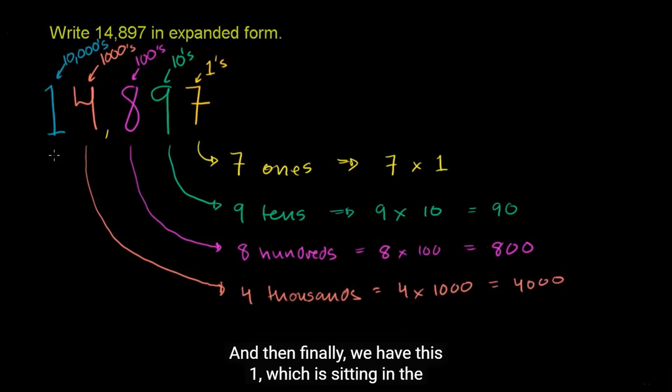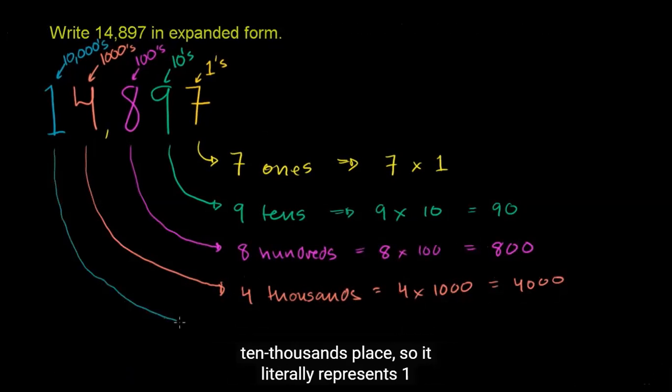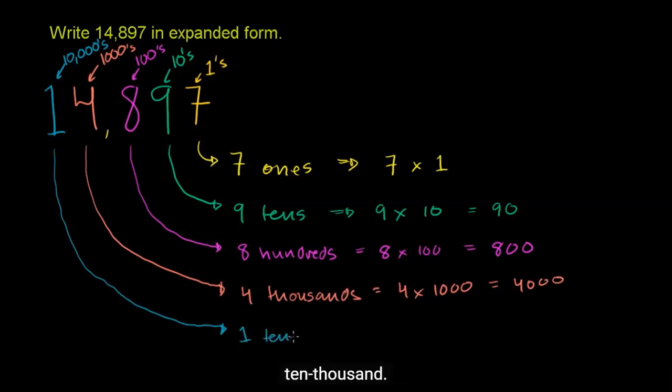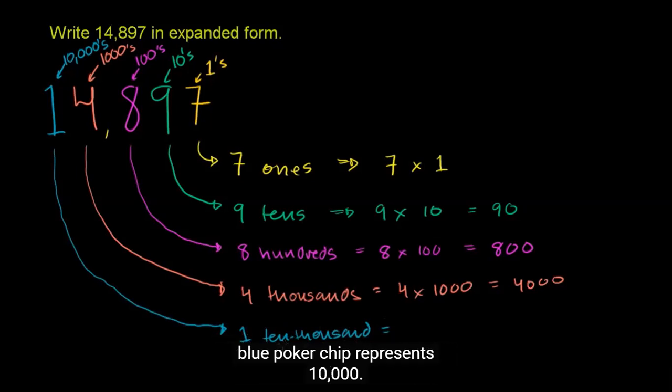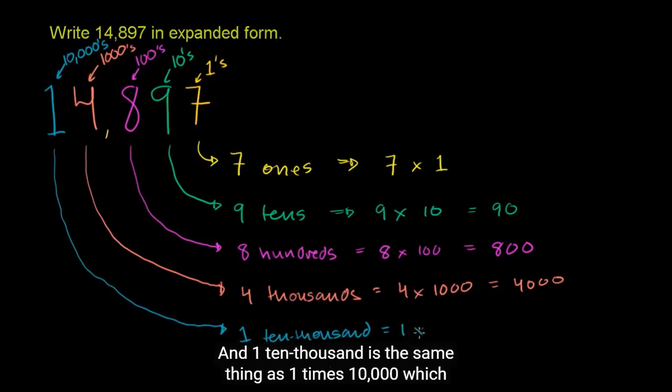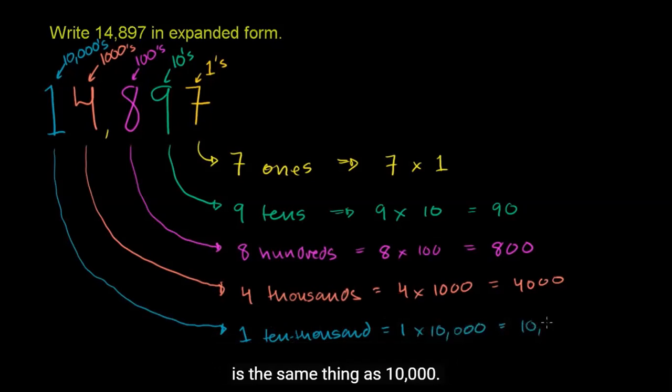And then finally we have this 1, which is sitting in the 10,000s place. So it literally represents 1 10,000. You can imagine if these were kind of poker chips, that would represent one blue poker chip, and each blue poker chip represents 10,000. I don't know if that helps you or not. And 1 10,000 is the same thing as 1 times 10,000, which is the same thing as 10,000.